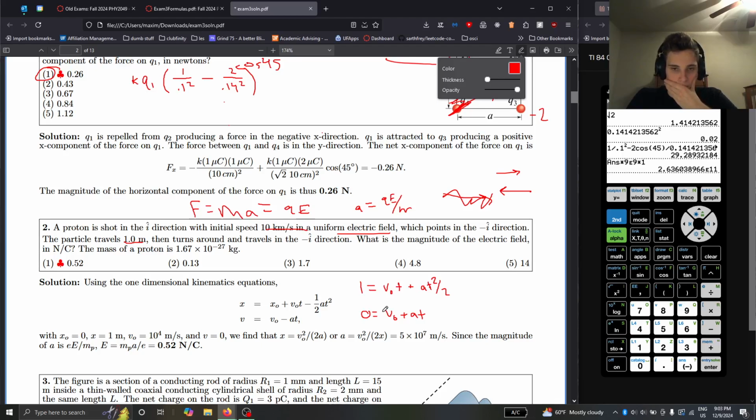All right. We're trying to find the acceleration here so we can get the electric field. Let's see. I want to check my notes for this one because this one is rather tough.